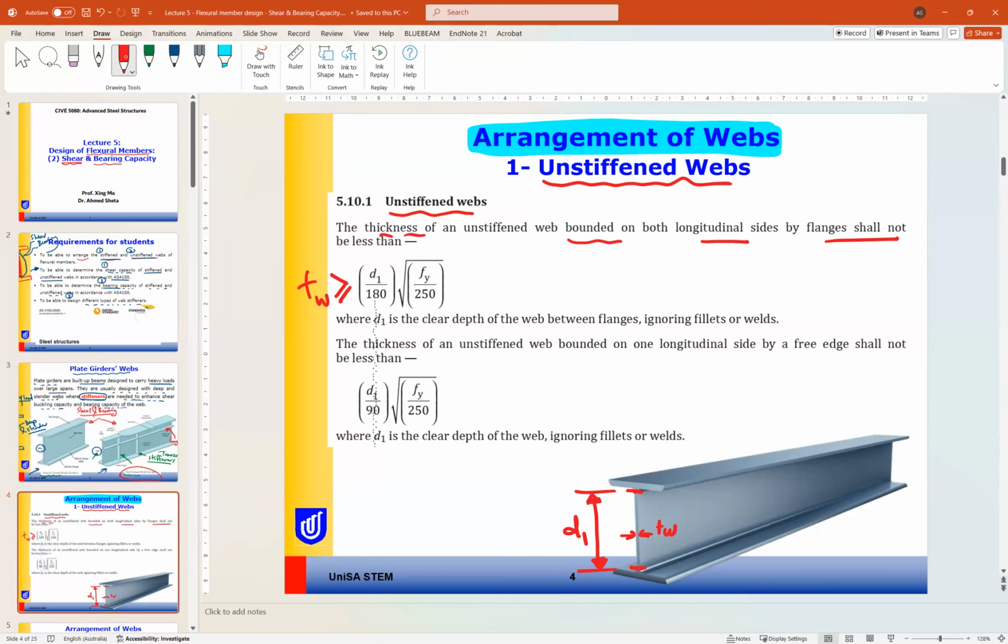Okay, so for unstiffened web, the thickness of the web cannot be less than this value, or T web should be more than this value, where D1 is the clear depth of the web between the flanges, ignoring the fillet or weld. So this is the clear depth as we see in this image, and T web is the thickness of the web. This is for webs bounded on both longitudinal sides.